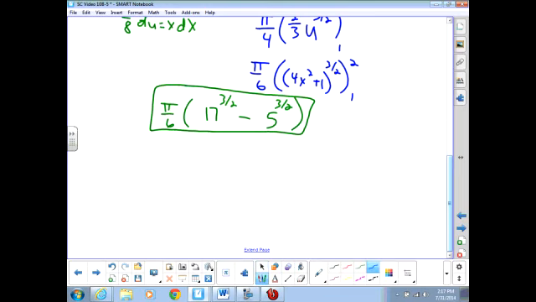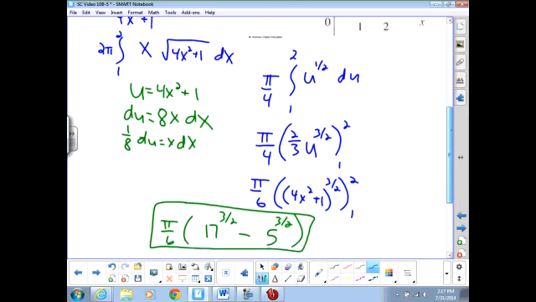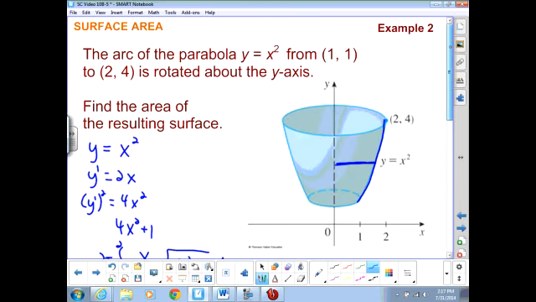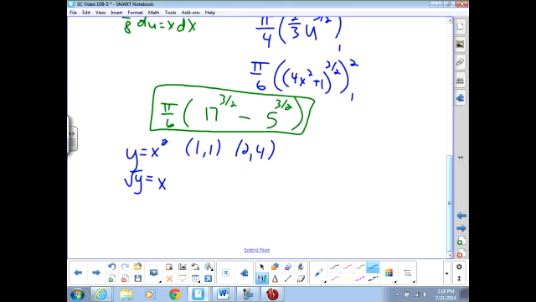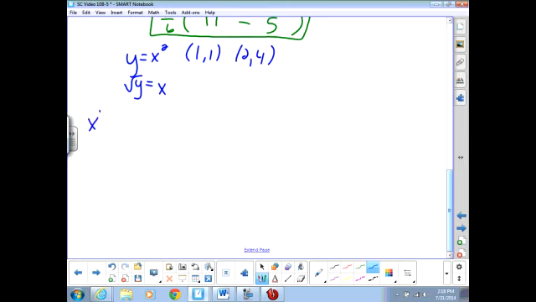So now we're going to do the same problem and do it in terms of y. So remember we had y equals x squared with points (1, 1) and (2, 4). So if we want to do it in terms of y, we need to know what x equals. x will equal square root of y. So when we take our derivative, that'll be 1/2 y to the negative 1/2. That's like saying 1 over 2 square root of y.